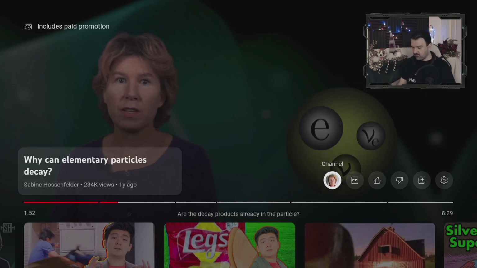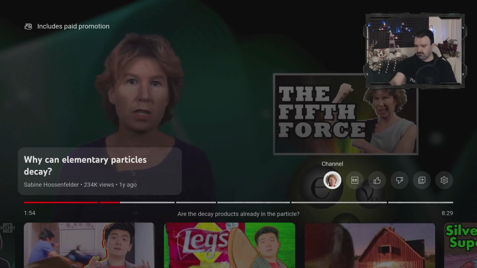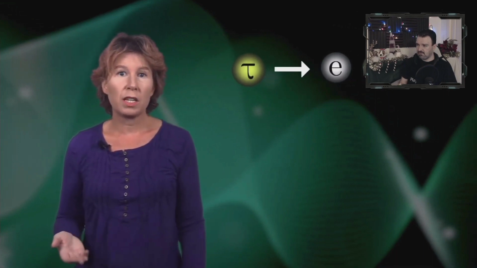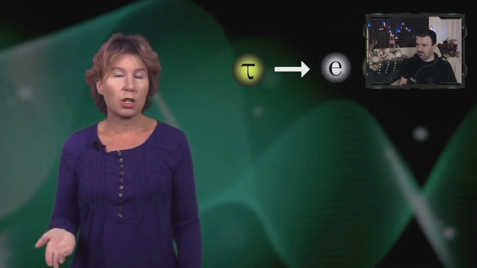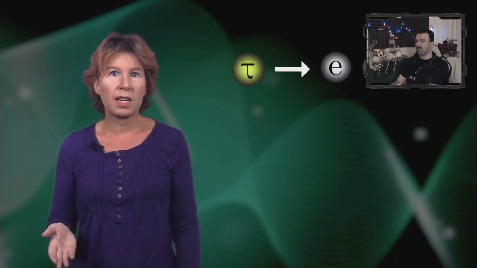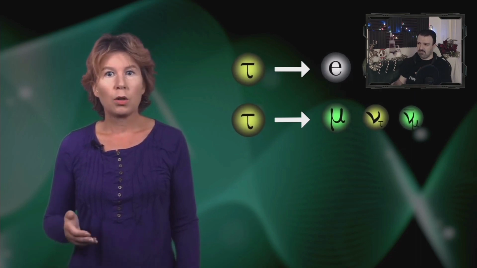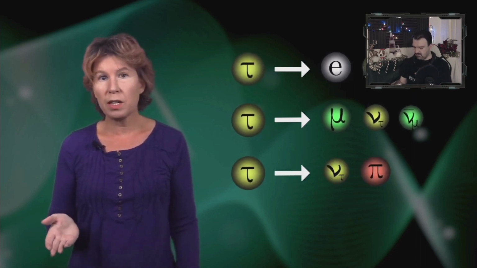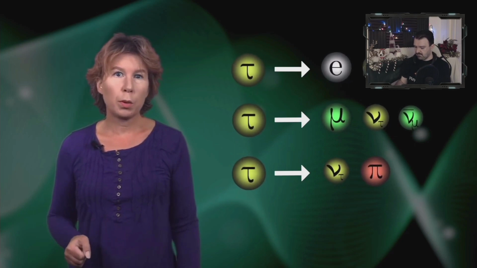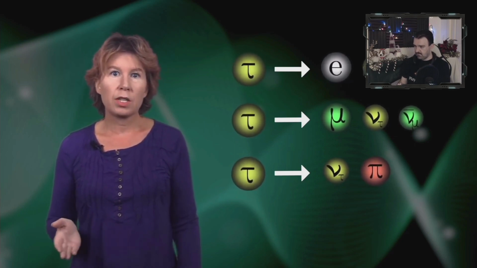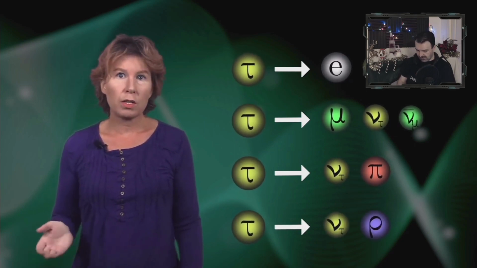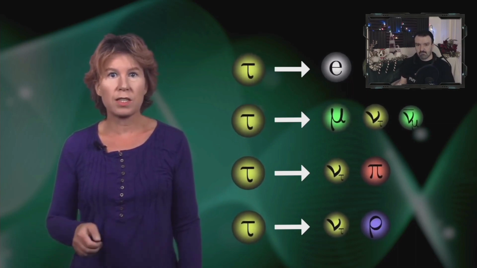I don't know. More about this, check out my video about fifth forces. Second, even if you'd come up with a new force, that wouldn't help you, because the tau can decay in many different ways. Instead of decaying into an electron, a tau neutrino, and an electron antineutrino, it could, for example, decay into a muon, a tau neutrino, and a muon antineutrino. Or it could decay into a tau neutrino and a pion. The pion is made up of 2 quarks. Or it could decay into a tau neutrino and a rho. The rho is also made up of 2 quarks, but different ones than the pion.